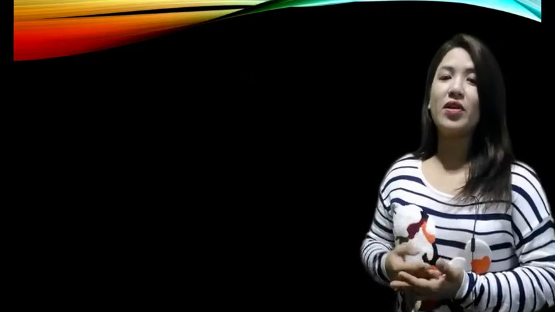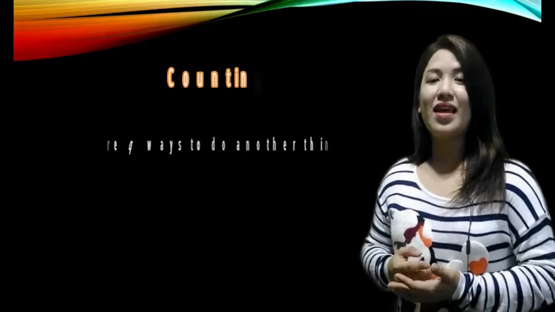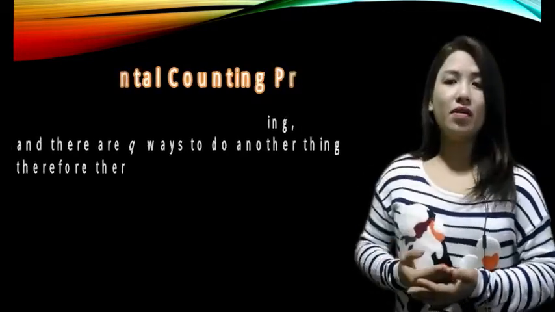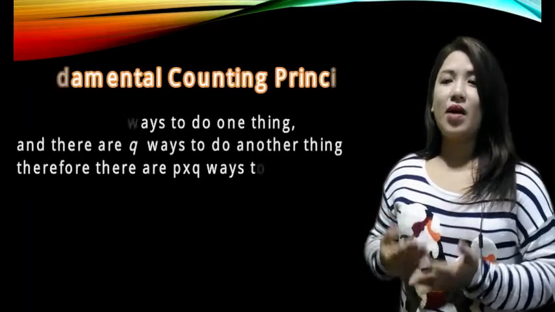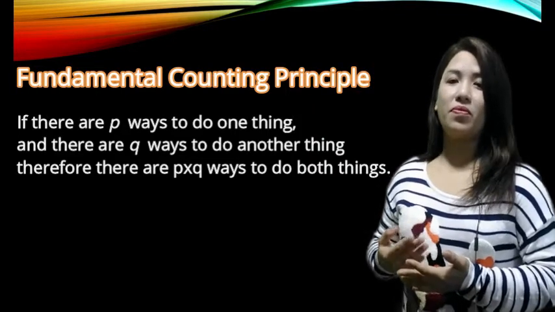I started my lesson by giving you an activity that would help you develop what we call the fundamental counting principle, which is very important. So what does the fundamental counting principle mean? It says that if there are p ways to do one thing and there are q ways to do another thing, that means there are p times q ways to do both things.